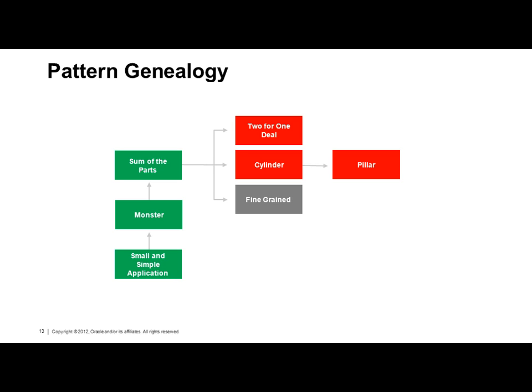And really the patterns in red on the right-hand side are just permutations of that, which implement slightly different options to get different results. The gray box, the fine grain pattern, is in fact an anti-pattern that we'll present to you so you can learn from a mistake, that it is potentially a pattern that you don't want to pursue.